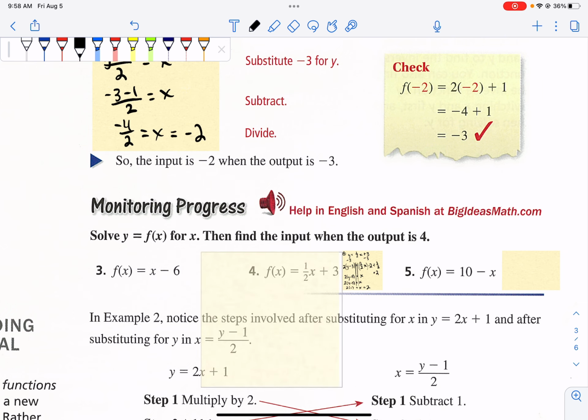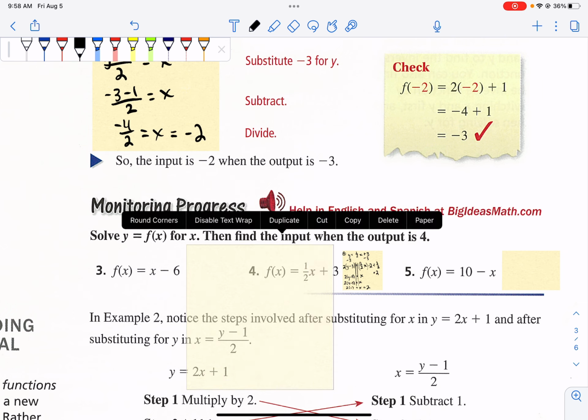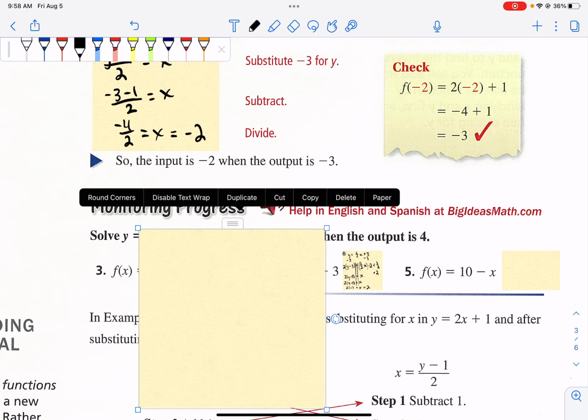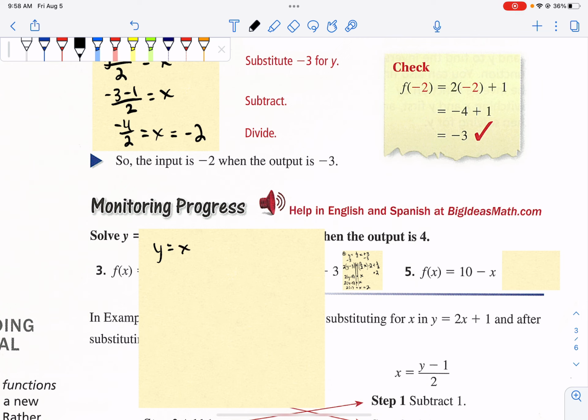All right, welcome back. So let's start here with x minus 6. So I'm going to rewrite this as y equals x minus 6. I'm going to add 6 to both sides. So y plus 6 equals x. And it wants my output of 4. So that means my y value is going to be 4. So 4 plus 6 equals x. That means 10 equals x. Hopefully you got that one right.